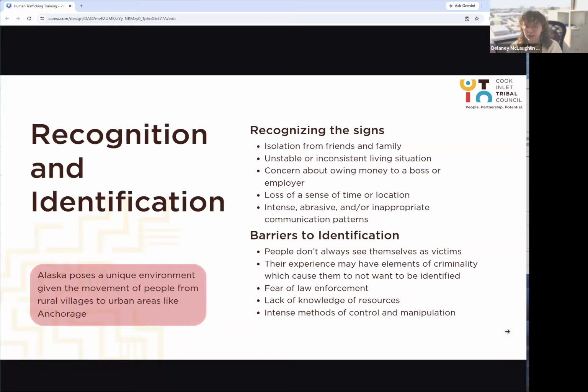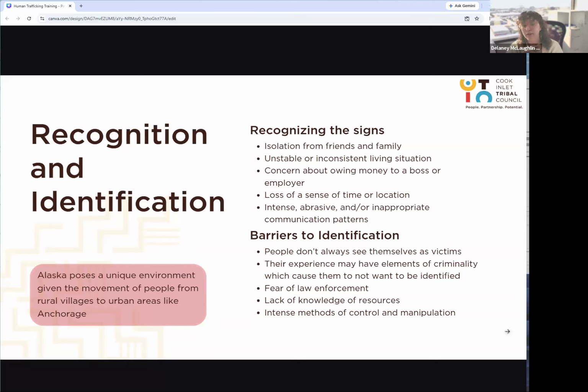Some barriers to identification. A lot of times individuals who potentially are being trafficked don't always see themselves as victims. Trafficking is a really scary word, and it's also a legal term. And so they may not recognize that what they're experiencing is trafficking. They may recognize it as abuse. They may recognize it as just a bad day, even. It just kind of depends on the situation.